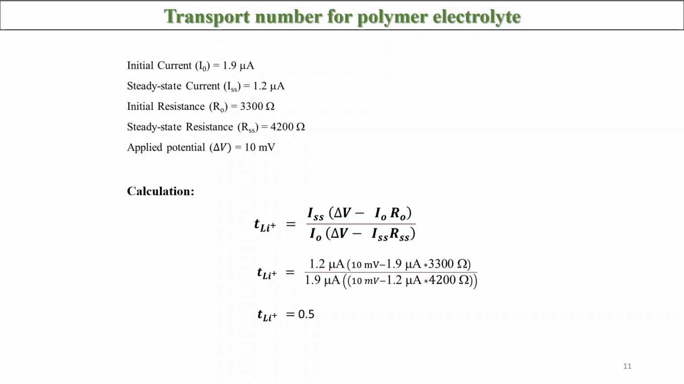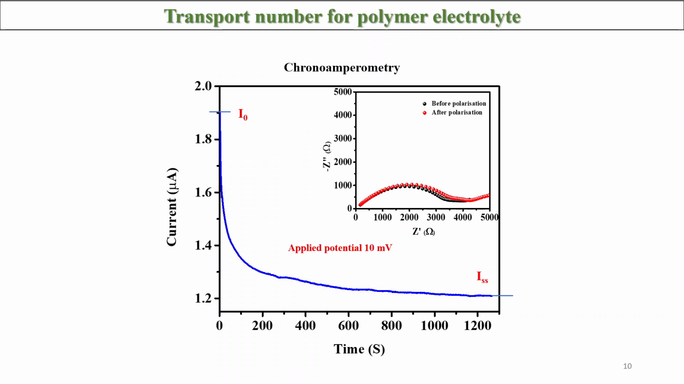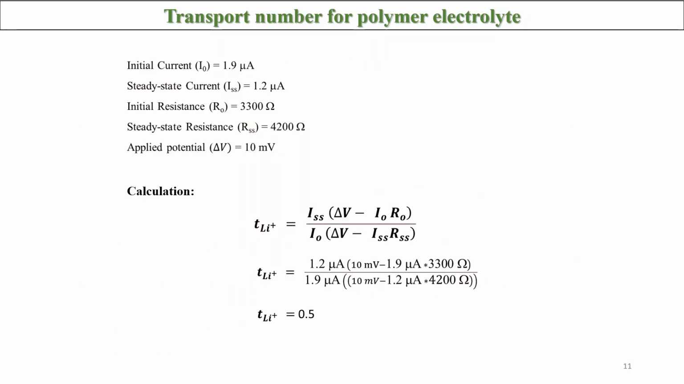Then in order to eliminate the effect of lithium being consumed at the electrode, sorry, in the electrolyte, we will take the resistance value also, divided by delta V minus I_SS into R_SS. So using this equation, in the laboratory we can find out the transport number of lithium. In this example from the experiment we got the values, and we can calculate the transport number to be 0.5. So the remaining transport current is carried by anions.